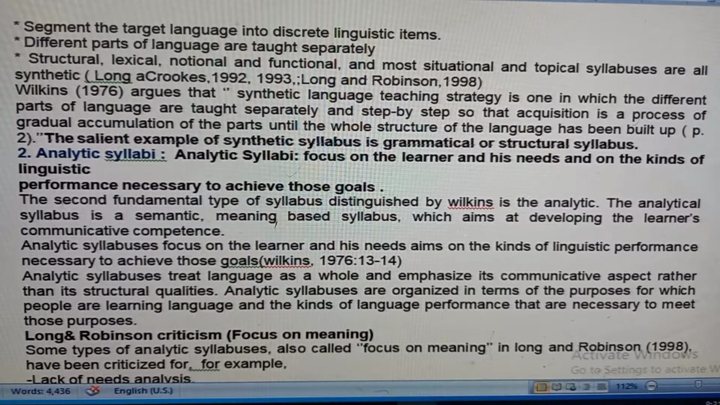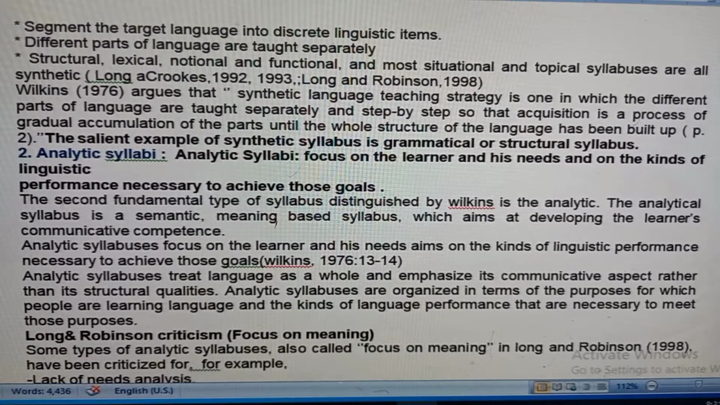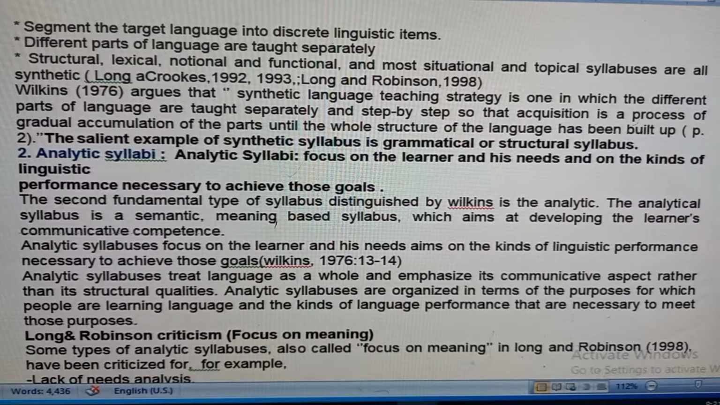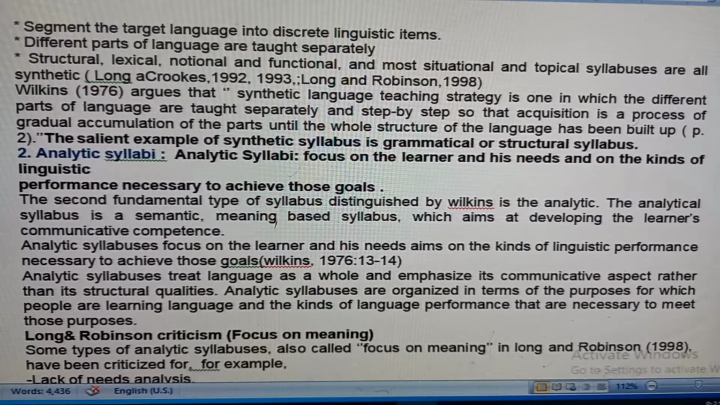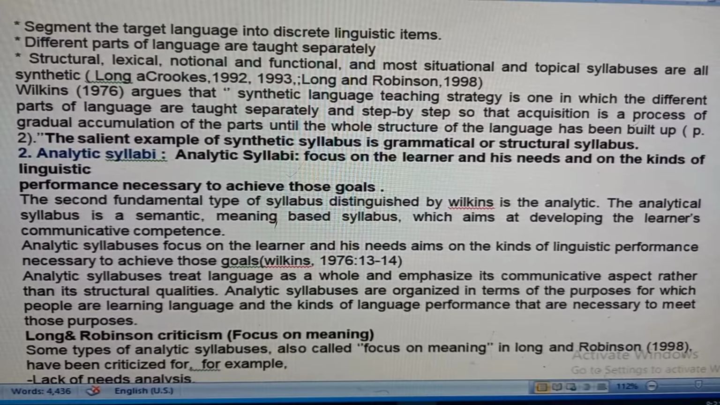Wilkins, 1976, argues that a synthetic language teaching strategy is one in which the different parts of language are taught separately and step by step so that acquisition is a process of gradual accumulation of the parts until the whole structure of the language has been built up. Page 2. The salient example of synthetic syllabus is the grammatical or structural syllabus.